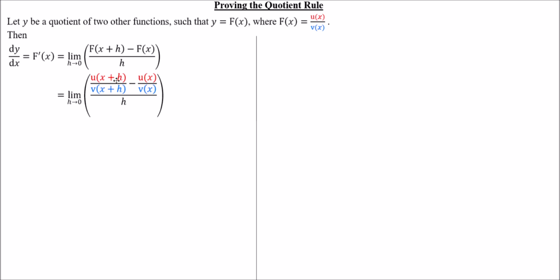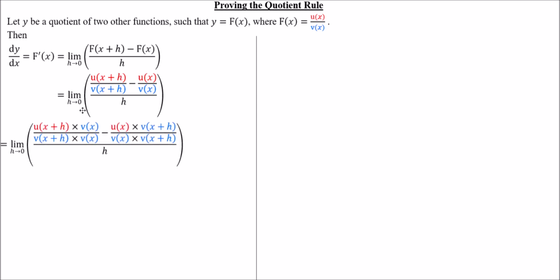So we've got a fraction within a fraction here, but on the numerator, these two fractions rather do not have a common denominator. Here, one denominator is v of x plus h, over here another denominator is v of x. So let's try to obtain a common denominator by multiplying this fraction here by v of x, and multiply the fraction we're taking away by v of x plus h. So we get this here.